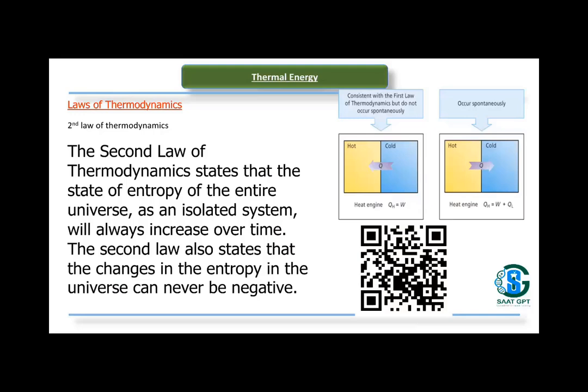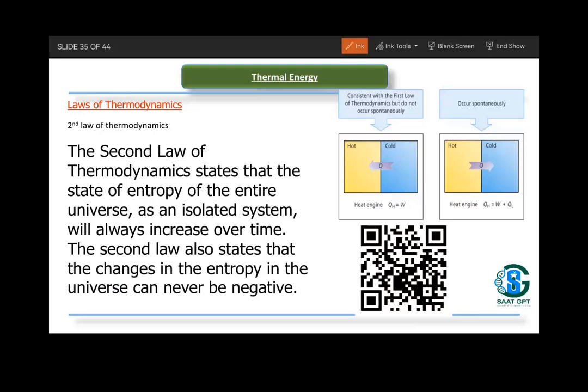The second law of thermodynamics, as we said before, deals with entropy. It states that the entropy of the entire universe, as an isolated system, will always increase over time. The randomness will always increase with time. The second law also states that the change in entropy in the universe can never be negative, which means it can never decrease. The first image, guys, shows the transfer of cold energy into heat energy, like the refrigerator.